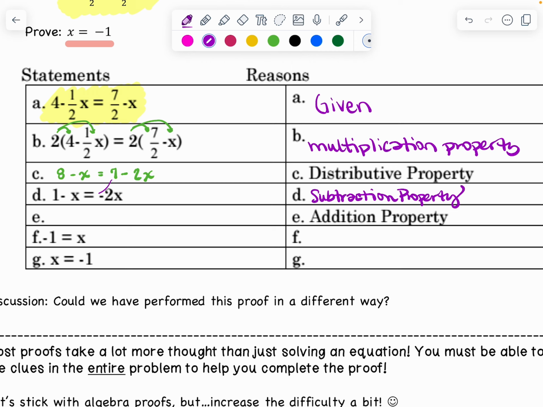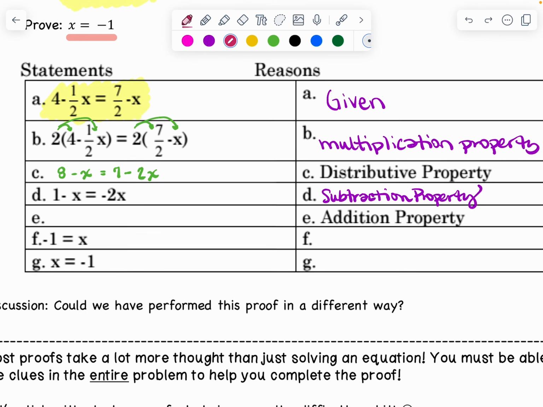All right, well, they did that so that they could get all their constants over to the left. Well, we know from solving equations that if we get all of our constants to the left, then we need to get all of our x's to the right. So my next move definitely has to be adding the x to the other side, which will give me 1 equals negative x. And they've already filled in that it is the addition property because we did add an x to each side.